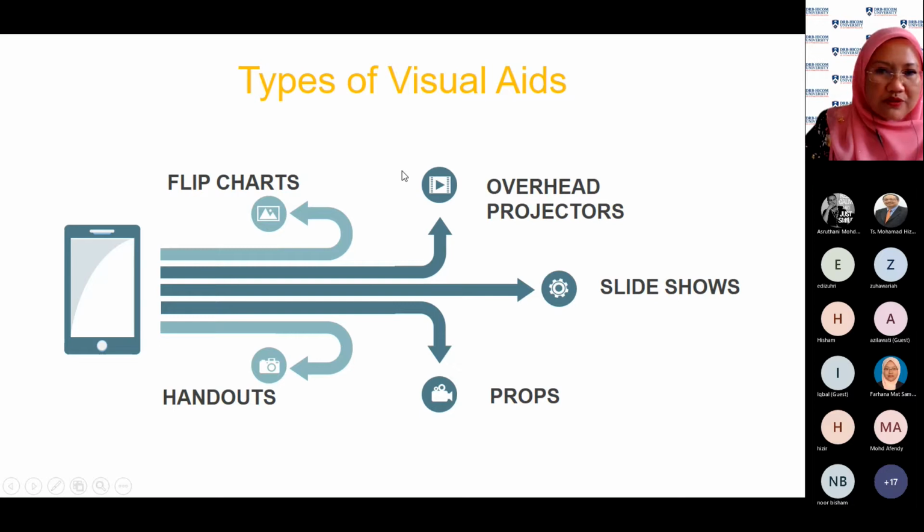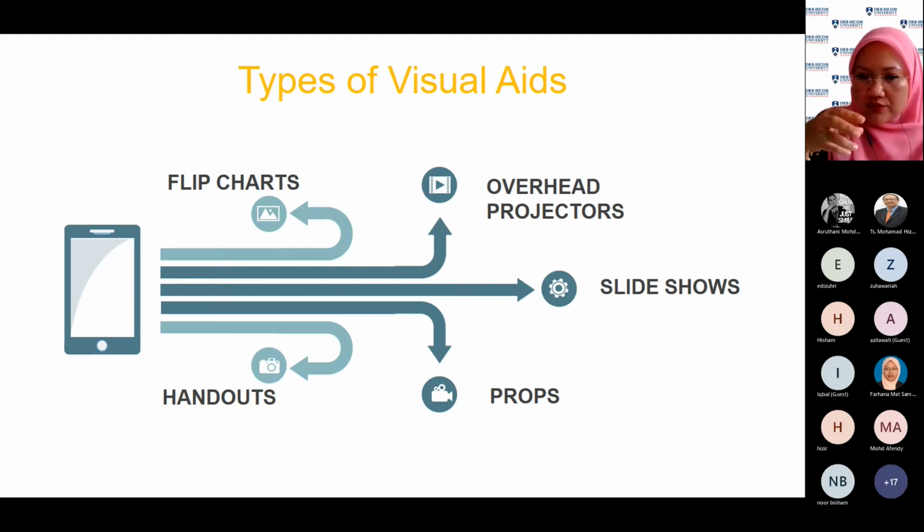Now, talking about the types of visuals. Okay. We have flip charts. Okay, depends. Sometimes, in certain organizations they use this flip chart when they present in meetings. Okay, handouts is the most popular.